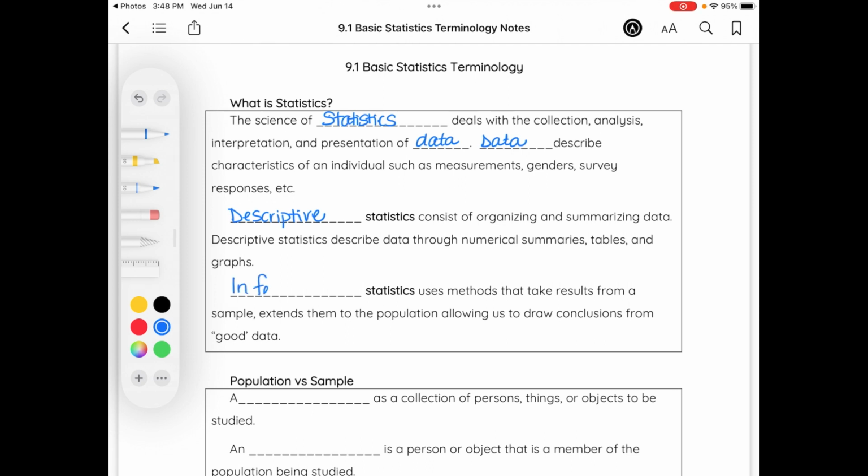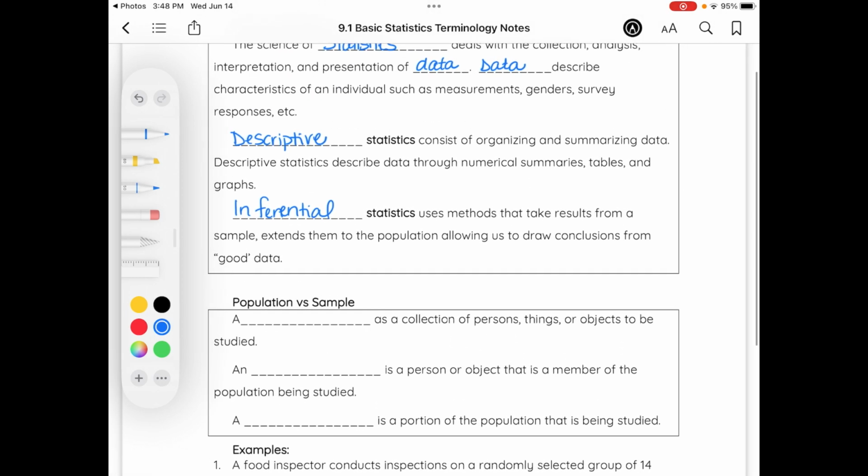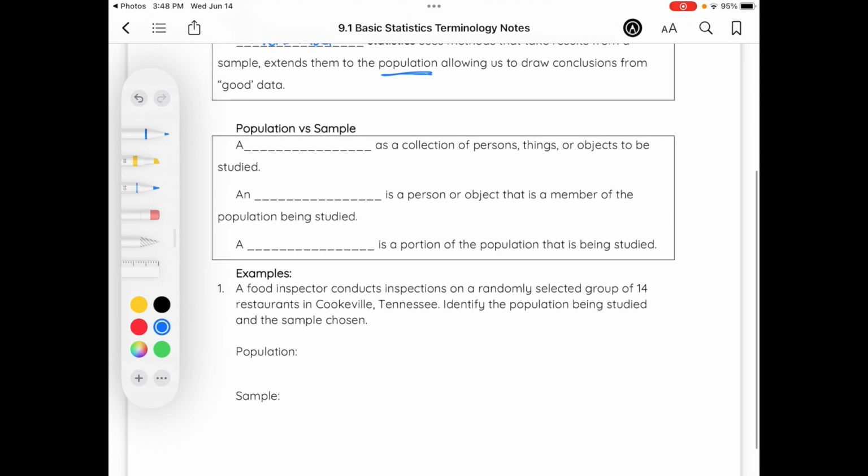However, inferential statistics uses methods that take results from a sample and extend them to a population, allowing us to draw conclusions from the good data. There was some population listed. So we must decide what is a population, what is a sample, and what is an individual.